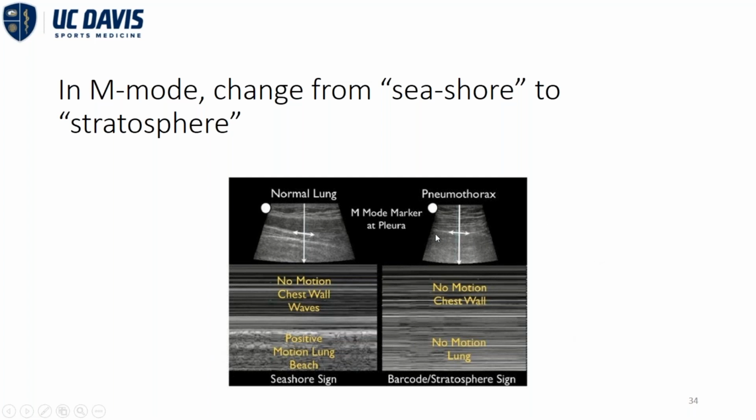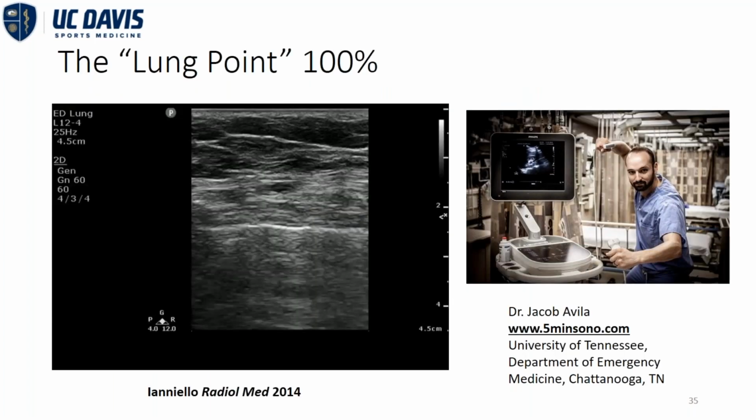However, if you don't have normal motion between the parietal and the visceral pleura of the lung, you will not have this beautiful sandy beach. This is called the barcode sign or the stratosphere sign. Now this is not necessary to do. You can just do your good old B mode scanning and have confidence in that. But if you want to play around, you can drop that M mode beam on that as well.